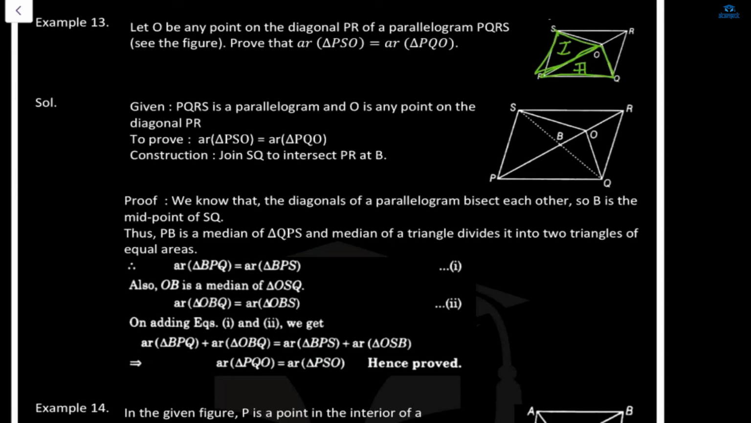So what are we going to do? We already know that the diagonals bisect each other. So we are going to join SQ, and then this will be equal to this, and PB will be a median.